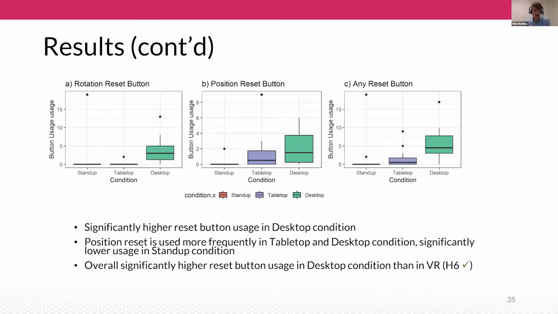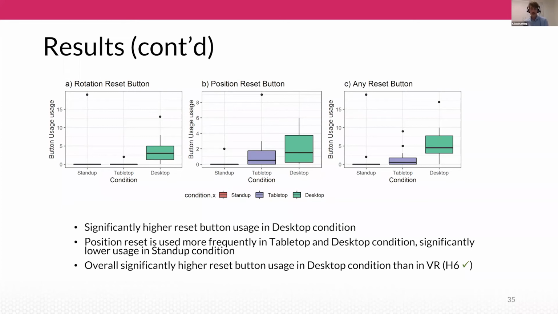In plot B, we see the use of the position reset button. There, the standard condition has the lowest button usage and differs significantly from tabletop and desktop, which do not differ from each other, statistically speaking. But Andreas informed me that he looked at the videos that were recorded from the subjects, and those were actually, for the tabletop condition, all accidental button presses.